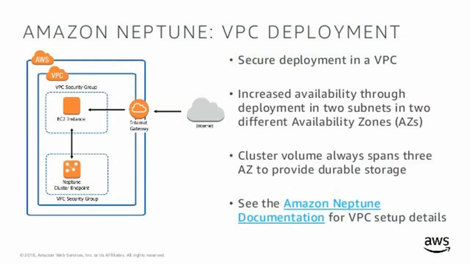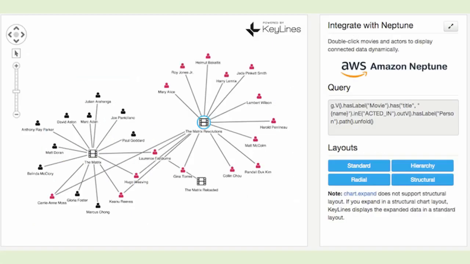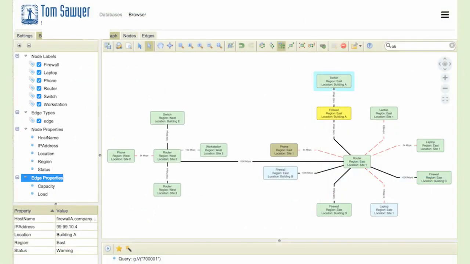Amazon Neptune could be deployed within a VPC in a secure environment to increase the availability through our deployment into subnet zones. We have a cluster volume that always spans different availability zones to provide durable engines, and we may have it set up and integrated with different internet gateways, storage gateways, and different services. It could be integrated with other cloud services as well. We may have different scenarios.